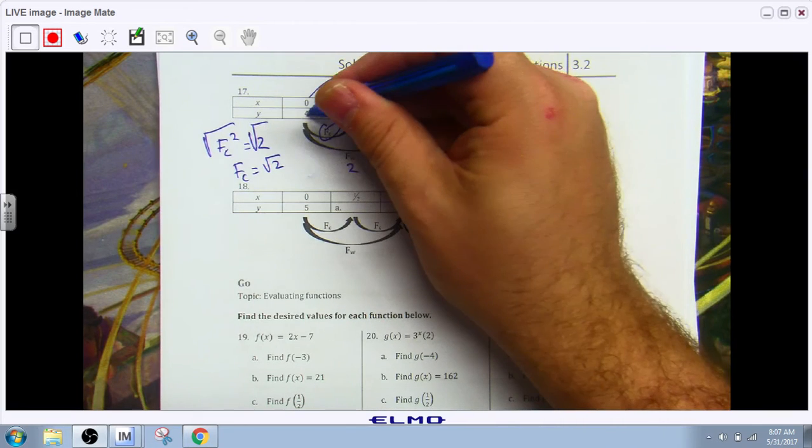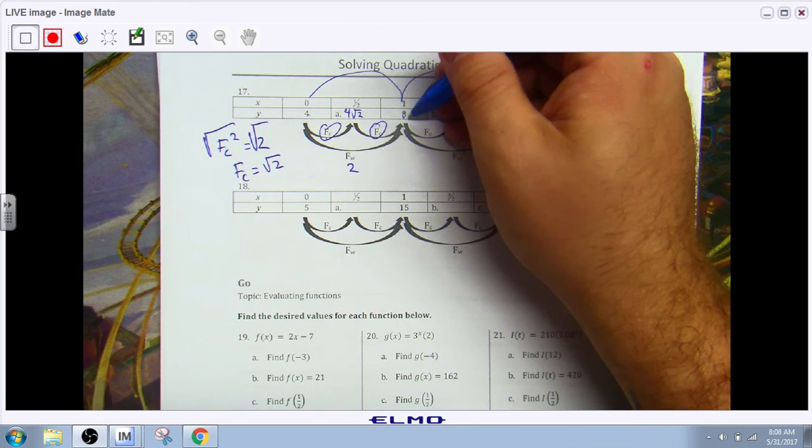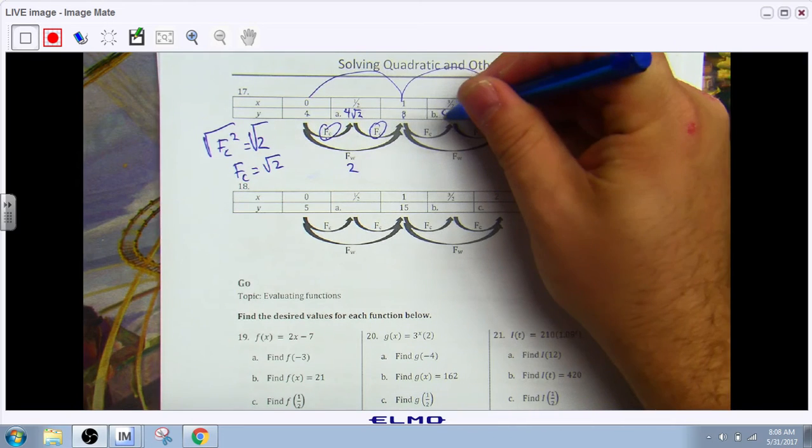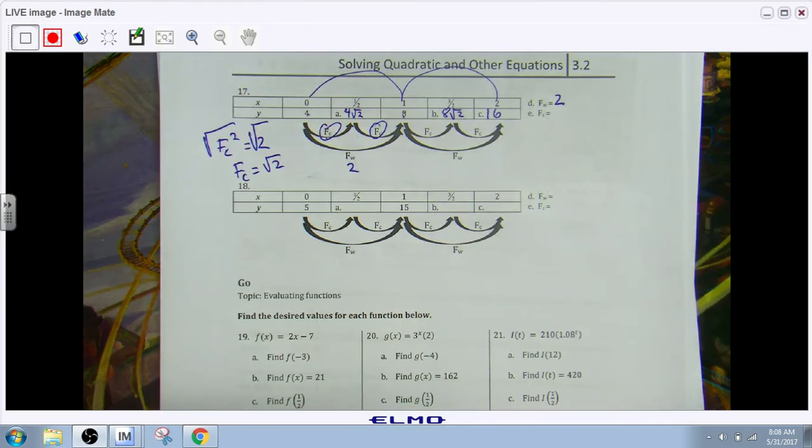So that means I'm going to multiply 4 times the square root of 2. And then when I multiply that by the square root of 2, I'll get 8. And then I do 8 times the square root of 2. And when I multiply that by the square root of 2, I'll get 16. And that's going to be my answer there. All right.